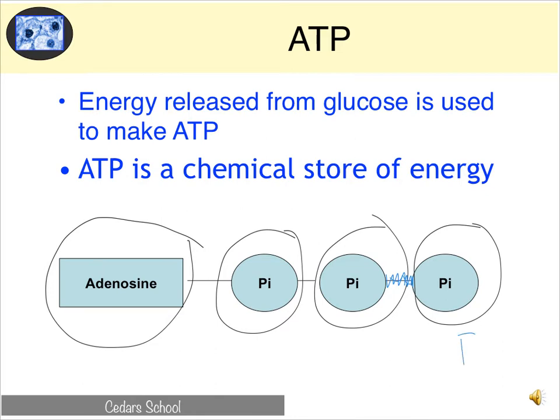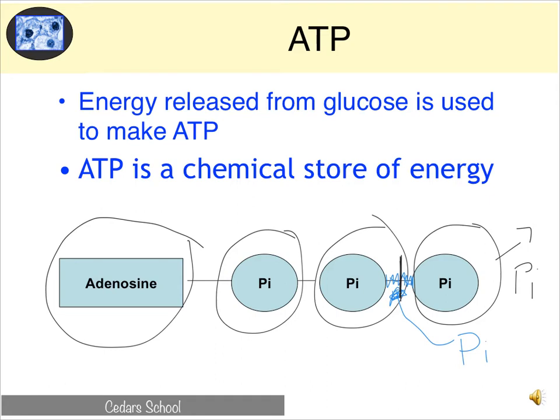This third inorganic phosphate is found free, and what happens is when the energy becomes available from the glucose, it is used to form this bond, and so the energy is stored in that bond there. And then when the cell needs to have energy, this bond is broken and this inorganic phosphate goes free, and when this bond is broken, it releases energy.